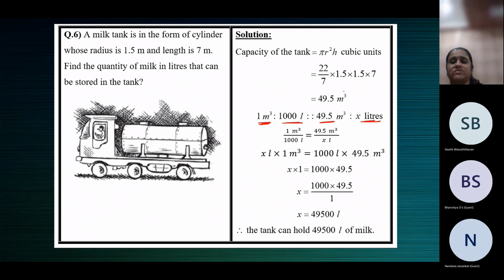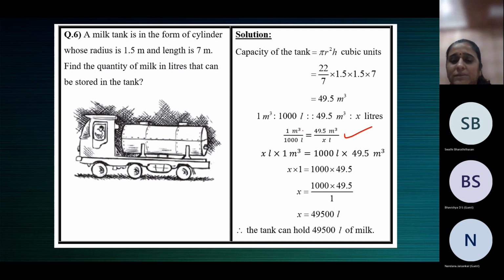You know, product of extremes is equal to product of means. If you want, you can also write this step because this is nothing but division. In the next step, you can write 1 meter cube by 1000 liters is equal to 49.5 meter cube by x liters. Children, listen to this carefully. This one extra step you can write if you want. Have I explained this clearly, children? Yes, ma'am. Just writing it as a proportion in fractional form.